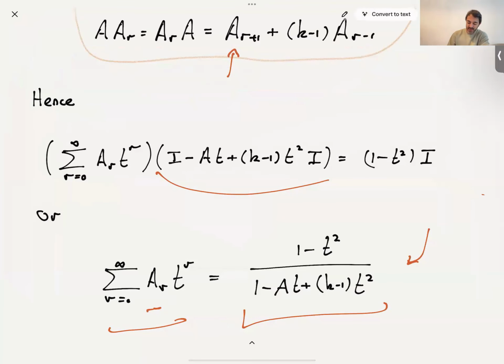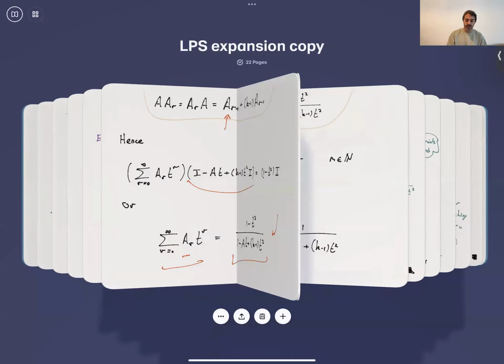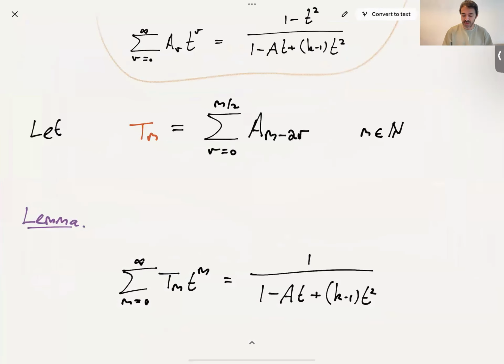Now, there's one little thing that we want to juggle a little bit on this right-hand side, because the 1 minus t squared is slightly annoying. So what we are going to do is to consider a slight variant of A_m, which will have a nicer compact form. Right, so this is what we just proved.